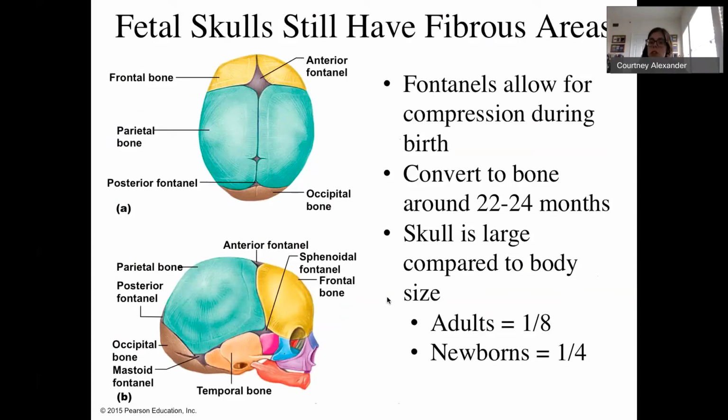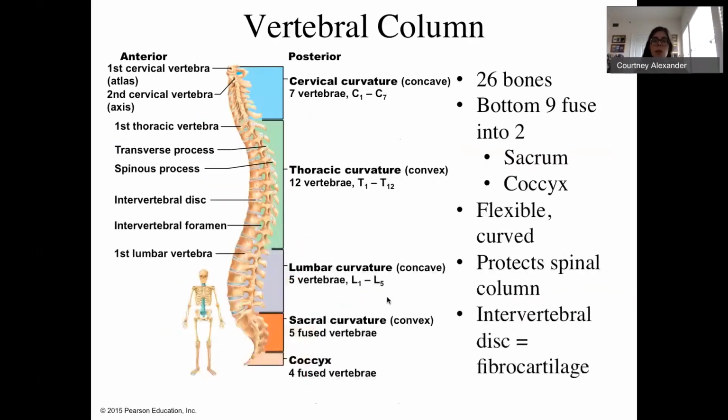Fetal skulls are also large compared to their body size. For newborns, a skull is 1/4 of their size, whereas for adults, ours is only 1/8. Now let's talk about our vertebral column. Your vertebral column has 26 bones broken down into 5 areas.